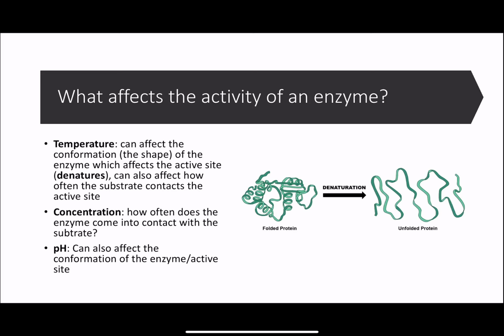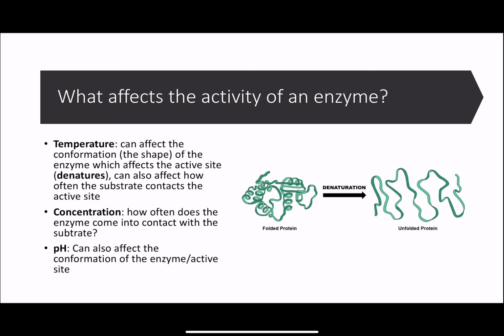So as I mentioned, because of the conformational shape, many different things can affect the activity of the enzyme, and this is actually the purpose of the lab exercise in our manual. The temperature is a very important condition that can affect the activity of an enzyme. This can change the shape of that active site on the enzyme.